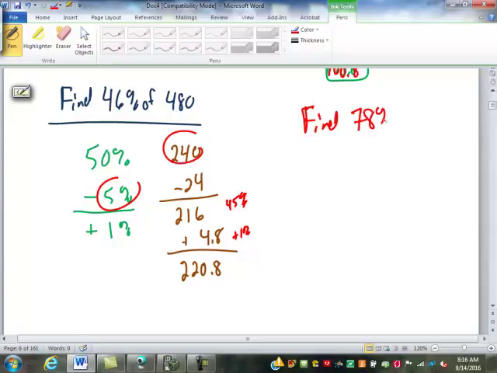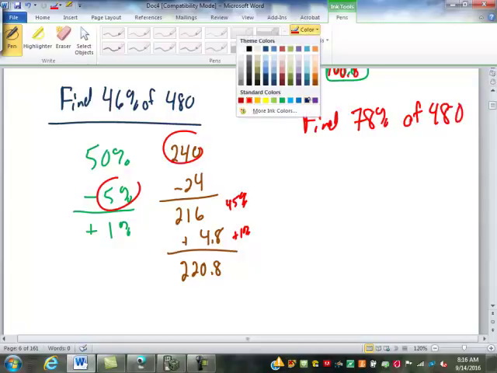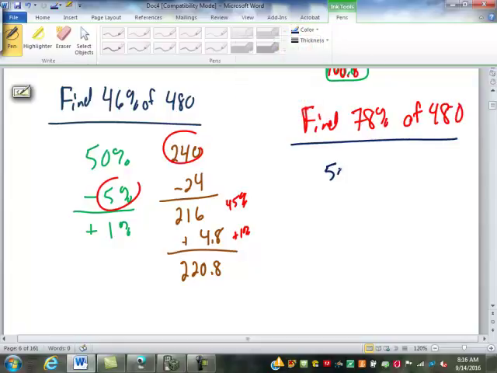Now, certain ones are easier to find, like 78% would be kind of tedious here. Find 78% of 480. Well, 78%, you're looking at like 50% plus 10, plus another 10, plus 5, plus 1 plus 1 plus 1. I mean, we could do it, but it's kind of tedious. So we will look at ways of calculating our percents directly next class to speed that up a little bit.